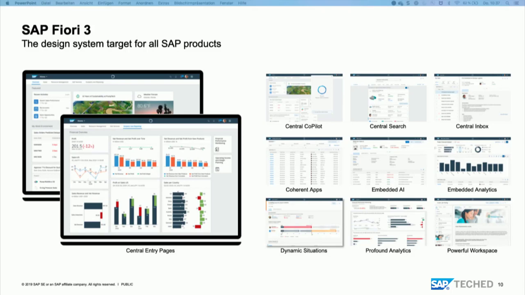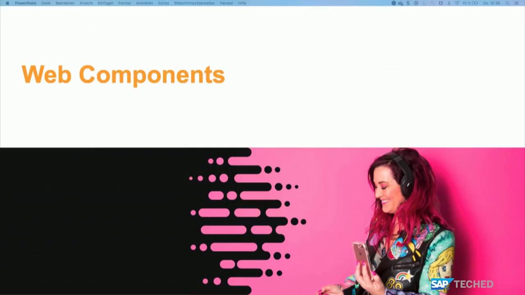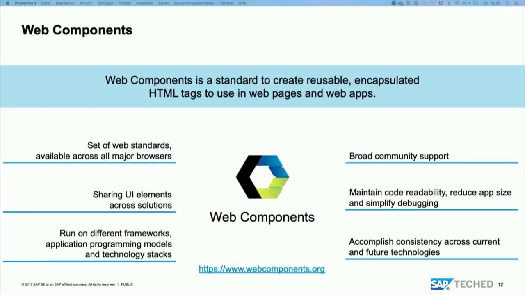Because in the past it was hard to share, let's say, pieces of the screen in a consistent way with others, right? A control or something like this, in a way that is usable wherever you are on the web. But there's a new technology, and it's called Web Components. So Web Components really is a web standard, right?